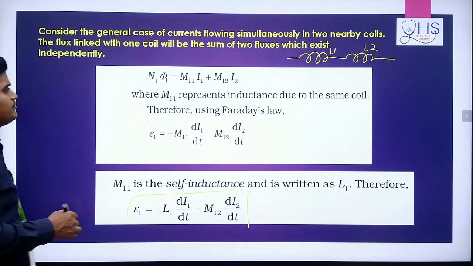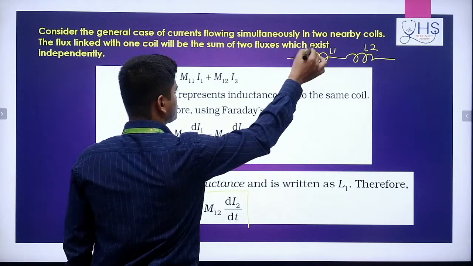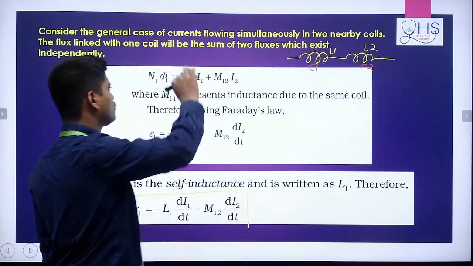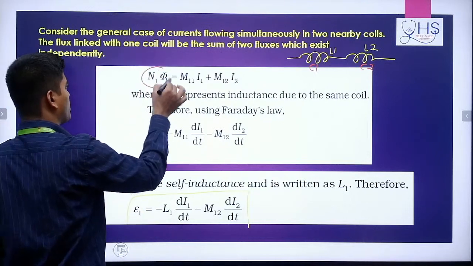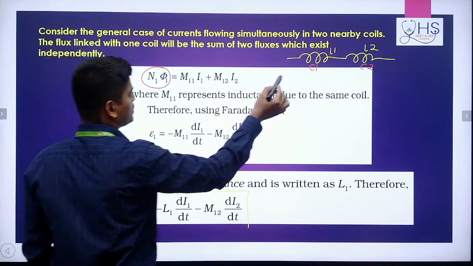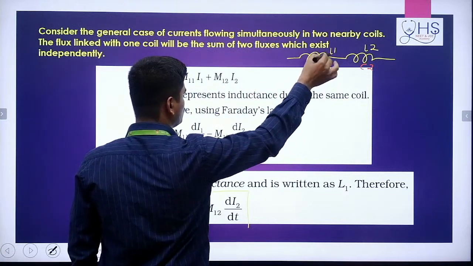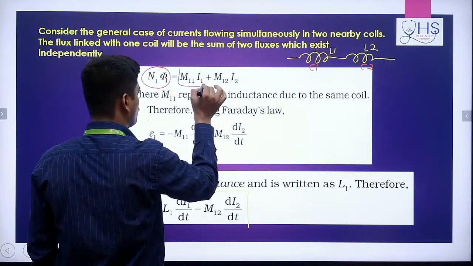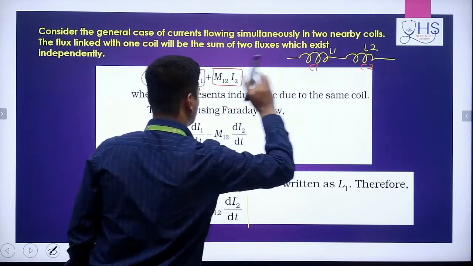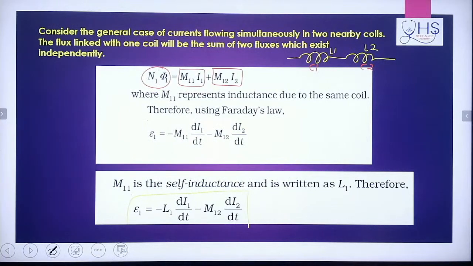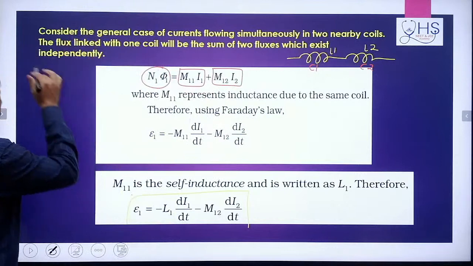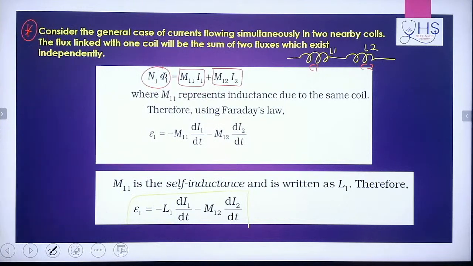Now see here what they are telling. The total flux in coil 1, suppose this is coil 1 and this is coil 2, is N1 phi 1. Total flux is nothing but the flux due to this coil, that is M11 I1, plus the flux due to I2. So understand the total flux in coil 1. It is one general case, not under any particular topic; you just remember it generally.